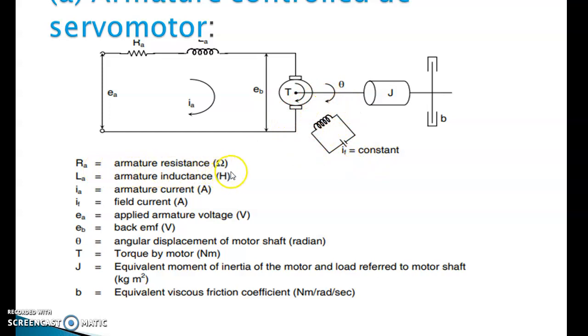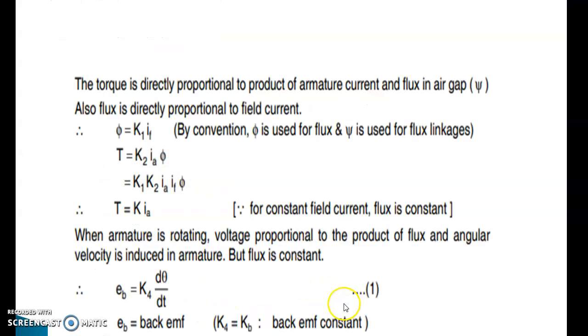Ra is the armature resistance, La is the armature inductance, Ia is the armature current, If is the field current, Ea is the applied armature voltage, Eb is the back EMF, theta is the angular displacement of the motor shaft, T is the torque developed by the motor, J is the equivalent moment of inertia of the motor and load referred to the motor shaft in kg per meter squared. B is the equivalent viscous friction coefficient in Newton meter per radian per second.